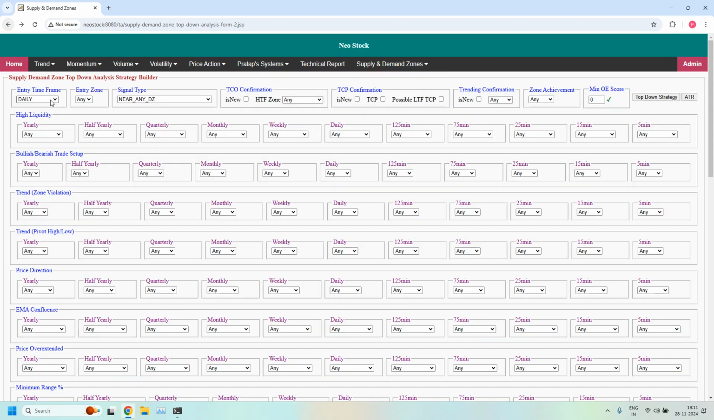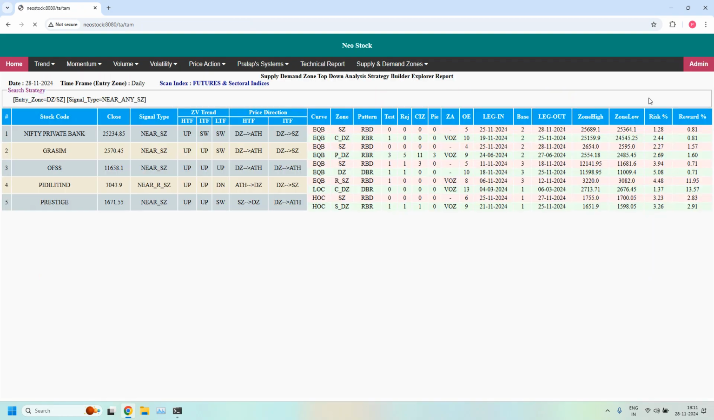So next, daily time frame. Let's find the stocks near daily supply zone. We got 5 stocks. Let's identify the high liquidity supply zones. Pidilite Industries is having a daily high liquidity supply zone. That's it. We have only one stock near to the high liquidity supply zone.